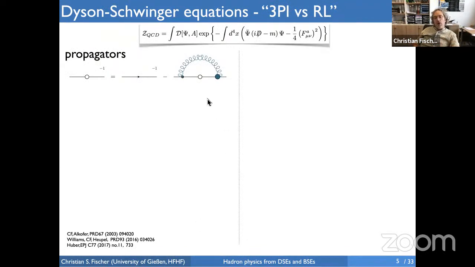Now, how do we calculate this effect? First of all, let me emphasize that this equation here, as it stands, is exact. It can be derived exactly from the generating functional of QCD, which we have here in one version. But as you've seen previously, in order to determine this quark here, we also need to know about the gluon, and we need to know about the quark-gluon vertex.